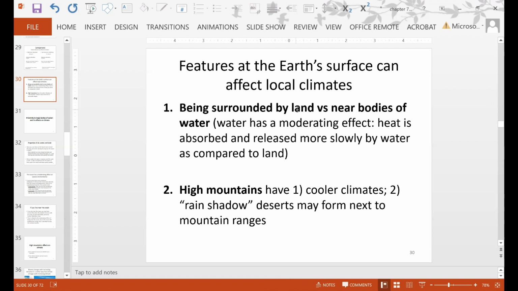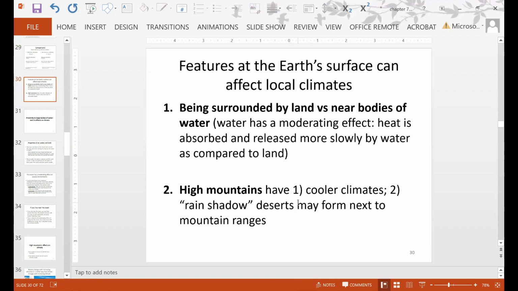So when you're surrounded by land versus being near bodies of water, water has a moderating effect because heat is absorbed and released more slowly by water. So you have a more moderate temperature when you live near the coast compared to being further inland.